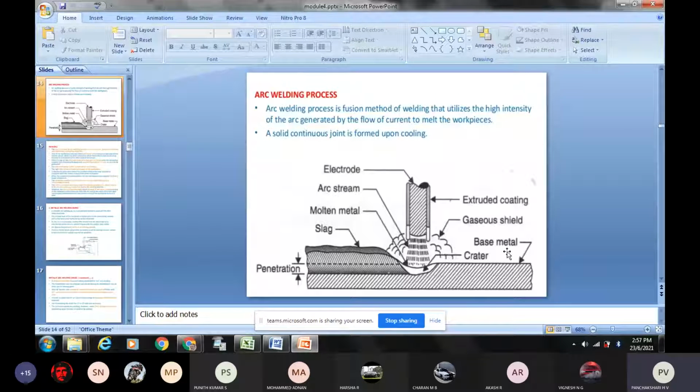This is the base metal, and this is called the crater. A depression, a ditch, is produced. That is called the crater. That crater is produced due to the jumping of electrons. And this is called the slag. Slag is nothing but impurity which floats on the liquid metal. This is the molten metal, this is the arc stream, and this is the electrode.